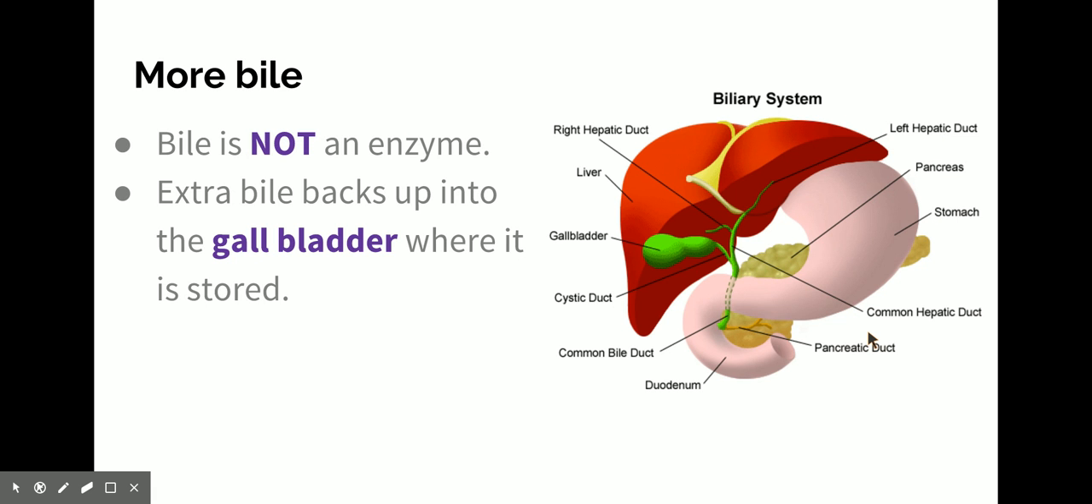Bile is not an enzyme. Bile, like hydrochloric acid, is just a chemical. And we can notice this, and this helps us to remember that bile is not, because it doesn't have the ACE ending that we find with our enzymes.